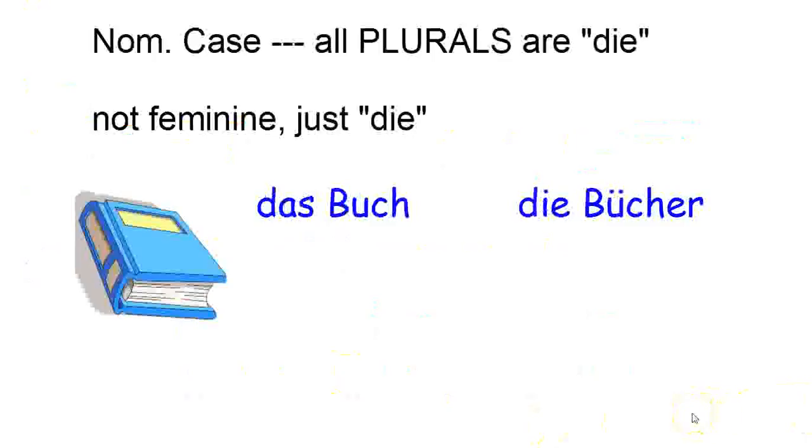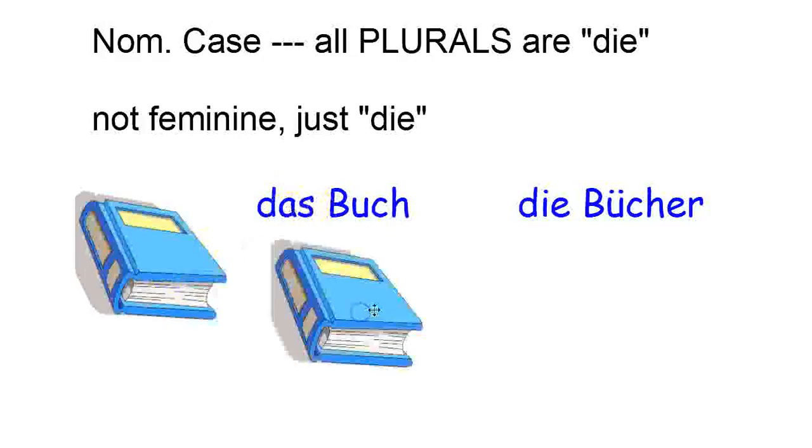Now, with plurals, we're not going to go into too much detail right now. That's for another time. But plurals, you need to note, are always die. That doesn't mean they're feminine. It just means that they have the article die for the. So das Buch is not feminine. Das Buch is sächlich, it's neuter. So one book, das Buch.